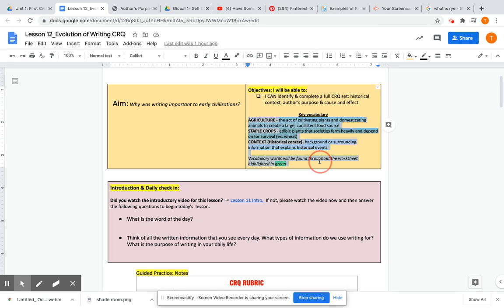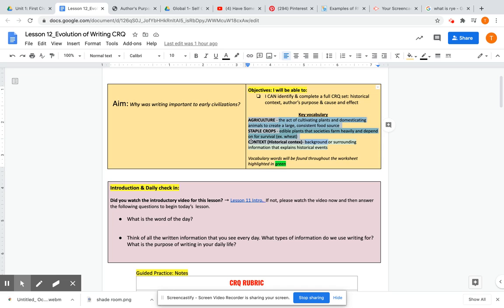All right. Think of farming. Staple crops, edible plants that society farms heavily and depends on for its survival. So examples are like wheat, rye, barley, things like that. All right. Edible plants that we can eat.